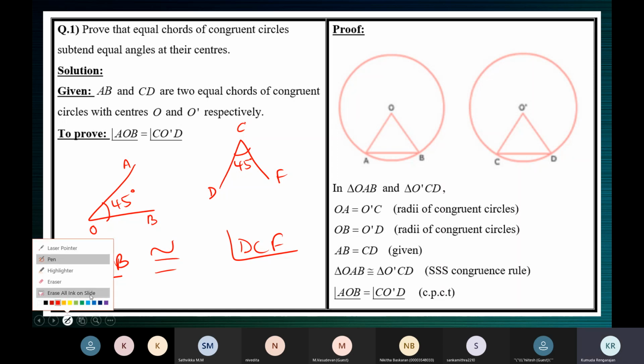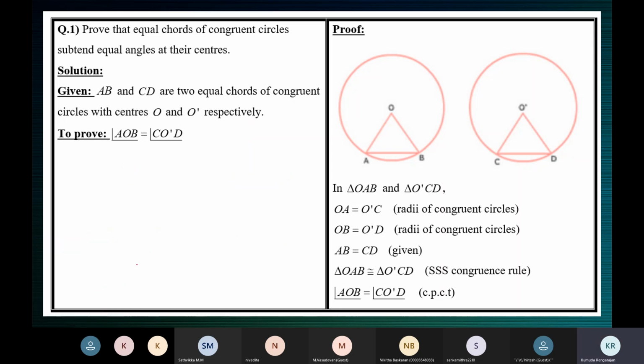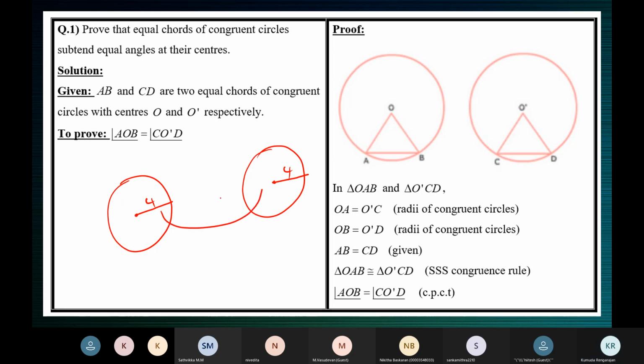Two line segments are congruent if they're of the same length. Two angles are congruent if they have the same magnitude. Similarly, two circles are said to be congruent to each other if they are of the same radii. If the radius of the circle is equal to the radius of the other circle, that means these two circles are congruent. So congruent circles means two different circles, but they have the same radius.